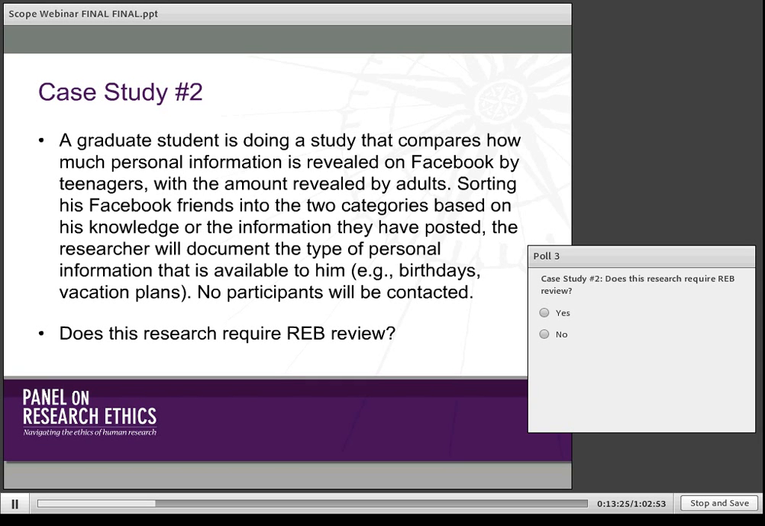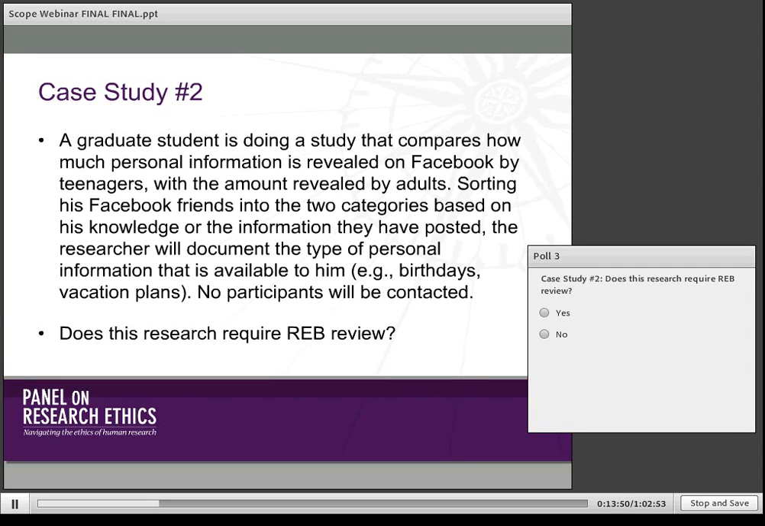If you could read this, please, and answer the question. In this example, the researcher is going to monitor postings from his teenage Facebook friends and compare them with postings from his adult Facebook friends. Of course, there's not enough information here for you to make an informed decision, and I've not allowed you a maybe option on the polling so as to force you to make an uninformed decision.